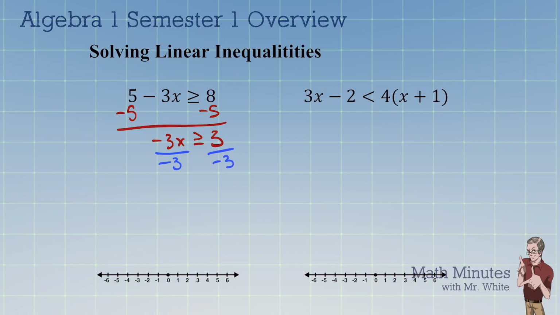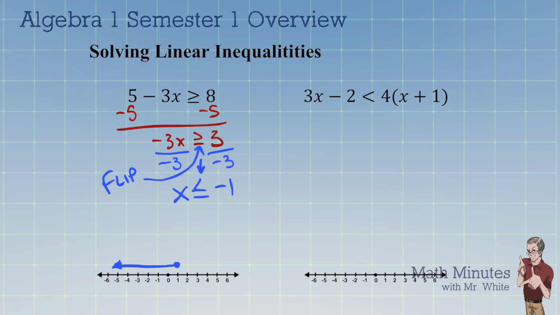When you divide an inequality by a negative, all the positives become negative, all the negatives become positive, so the entire world flips over by 180 degrees, which means this inequality has to be flipped around. So we have to flip the inequality around here when we're going to this next step. So we get x is less than or equal to negative 1. So we'd have a closed circle here pointing to the left.